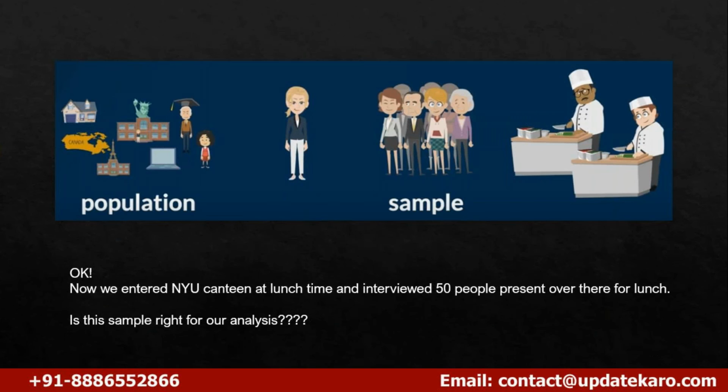Right? So now the question starts over here. Okay, now we have entered the New York University canteen at lunch time and interviewed 50 people who were present there for lunch. Is this the right sample for our analysis? No, sir. Okay, why would you say that? Because it could be any random people who just come there for lunch. Maybe they are not eligible for that.